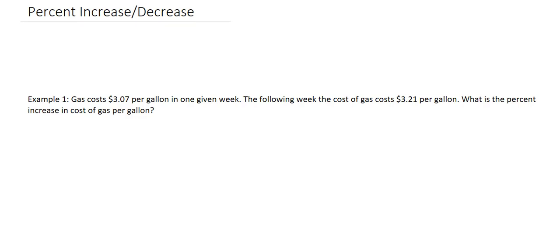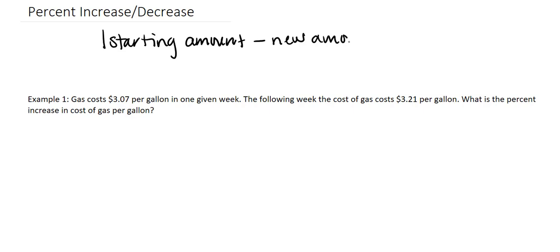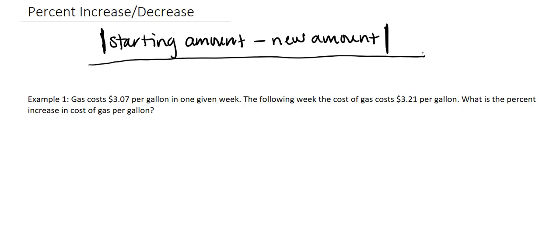Percent increase, decrease. So we're going to look at a formula. It's the absolute value of the starting amount minus the new amount, right? Absolute value. So we're going to take whatever is inside and make it positive, if it was negative. And then it's going to be all over the starting amount, which means we're going to divide by that. So let's go ahead and look at how we use this in the first example.